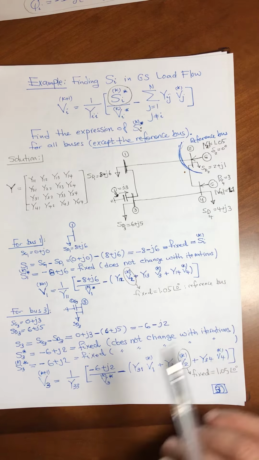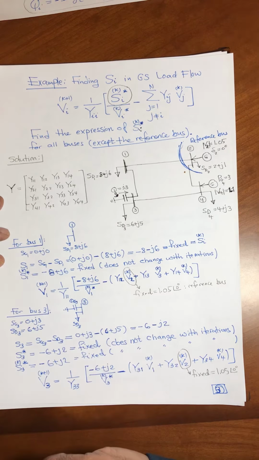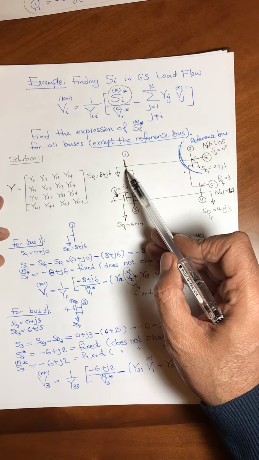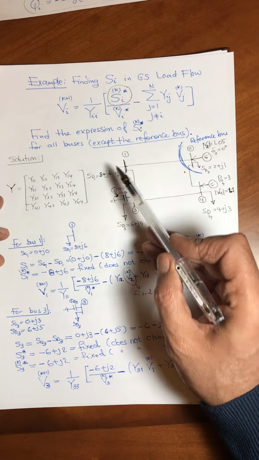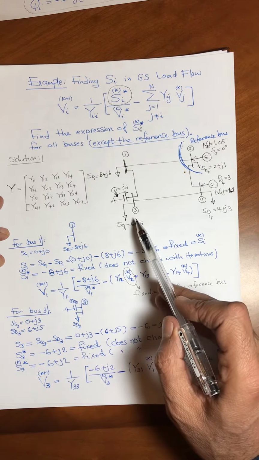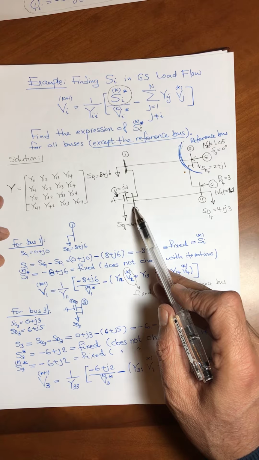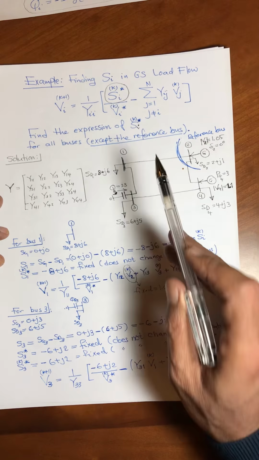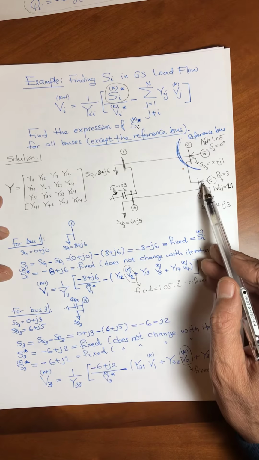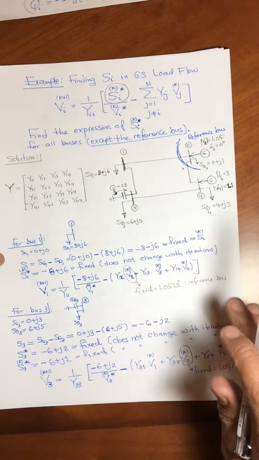Let's see how to write Gauss-Seidel equation for each bus. For bus 1 is a load bus. So SI will be fixed. Bus number 2, also a load bus. So SI at bus number 3 is fixed number. But bus number 4 is a generator bus, so S4 is not fixed.